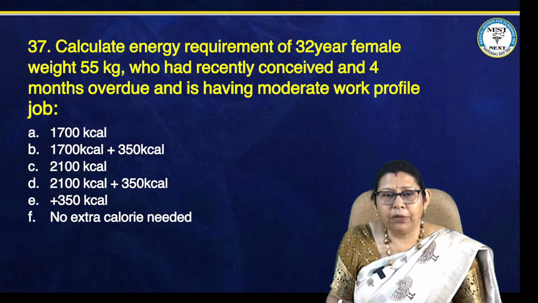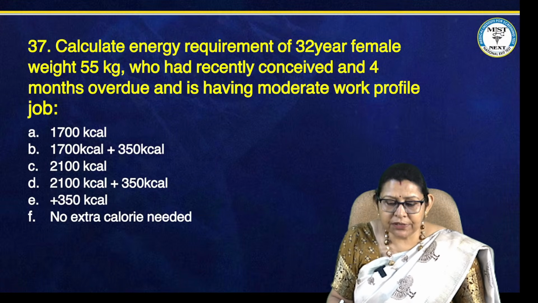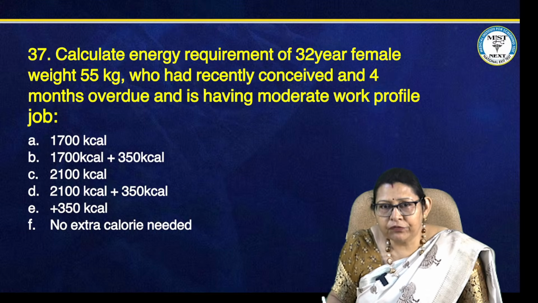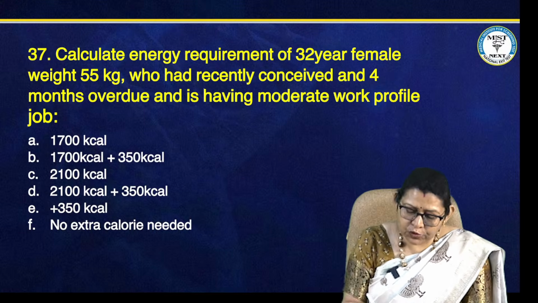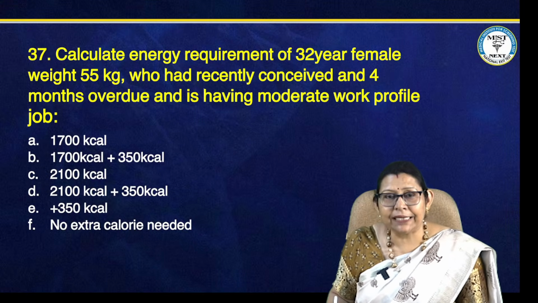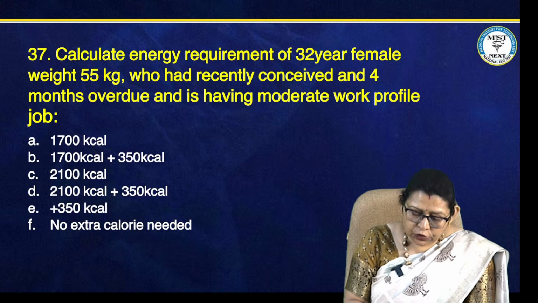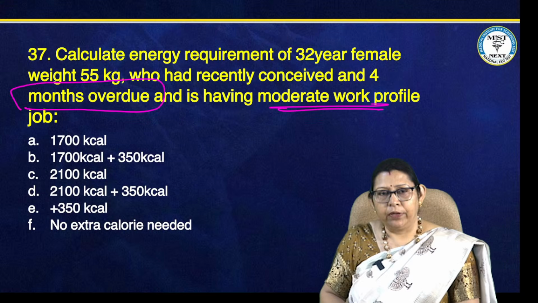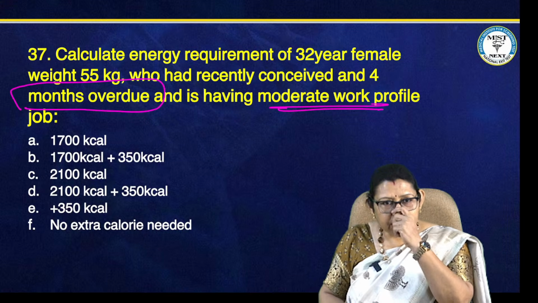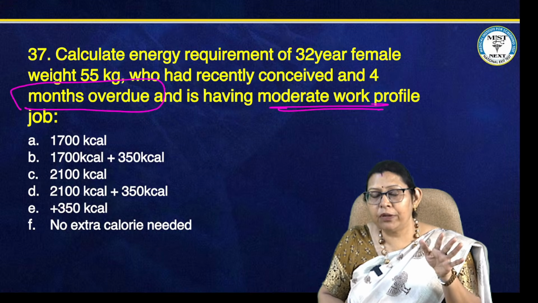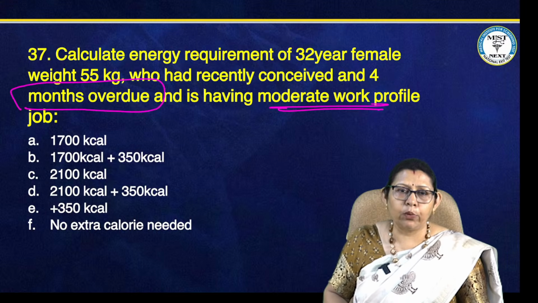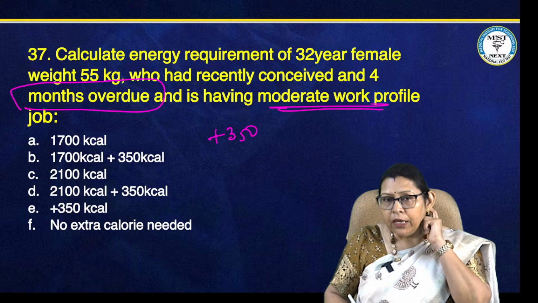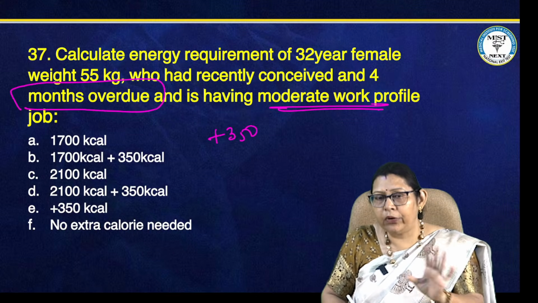Now questions from nutrition, they are again the concept based questions. Calculate the energy requirement of a 32-year female whose weight is 55 kg and who has recently conceived and is 4-month pregnant. 4-month pregnant है and is having the moderate work profile. तो यहाँ पे दो चीजें हैं. Additional calories first 3 months में no calories is required. After that plus 350 calories are required. What is the basic moderate work profile?